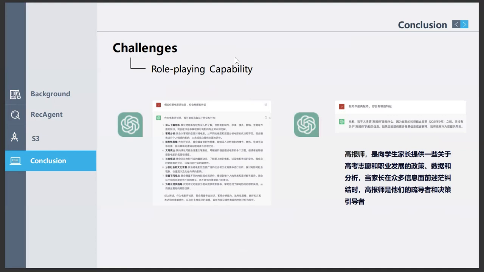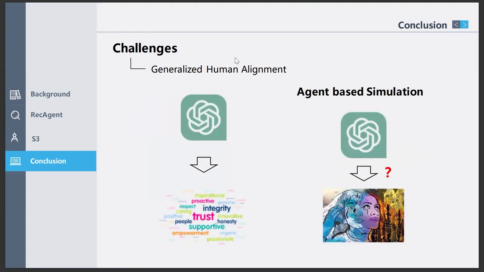The first one is role-playing capability. Actually, LLMs are trained on data before 2023, so they cannot play a new character on the web. For example, in Chinese, a person who has just taken the Gaokao. Another very important problem is alignment in LLMs. In traditional LLMs, the target of alignment is to align the LLM to correct human values. For example, the LLM should be positive, trustworthy, supportive, and honest.